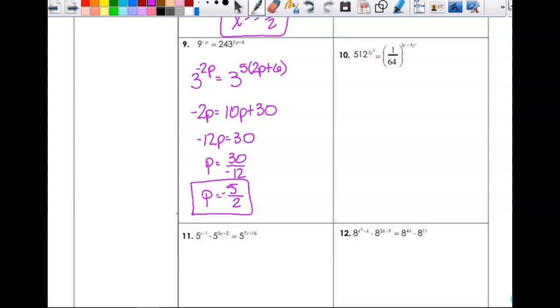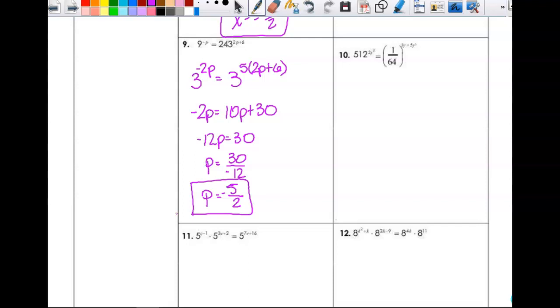Okay, what questions you got? We good on that? Okay. All right, so let's look at number 10. I don't think I can use 64 as my base, right? So with 64, I've got other options. I could use 8, 4, 2. Those are all fine. So probably the bigger the number, the better.